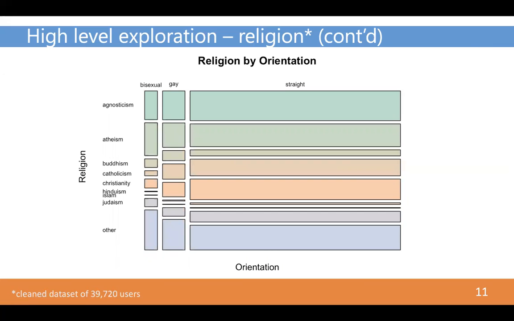The next one is the religion by sexual orientation. So you can see some interesting trends here. For example, the size for atheism is highest for the bisexual orientation users. And you can also see that, for example, for Catholicism, it's about the same between gay and straight, but it's much lower for bisexual users.